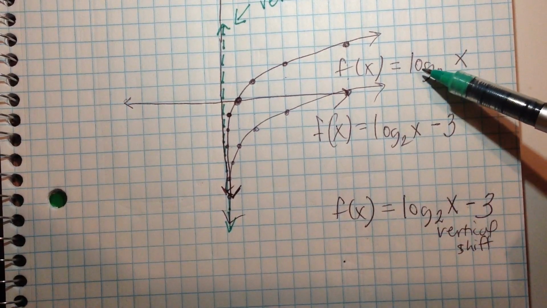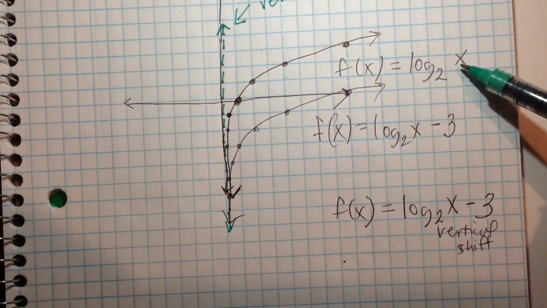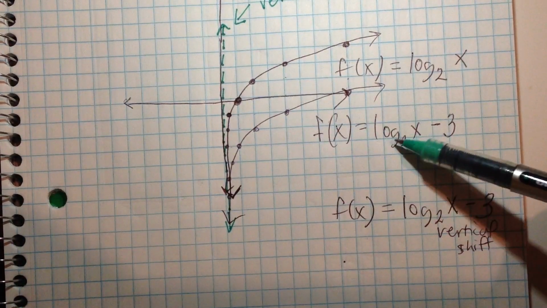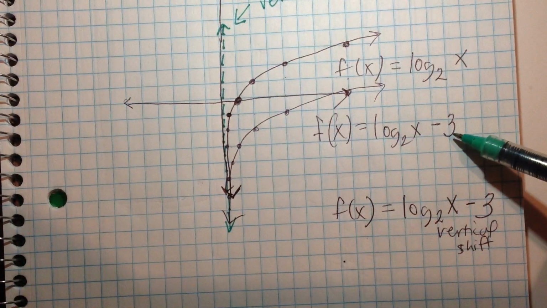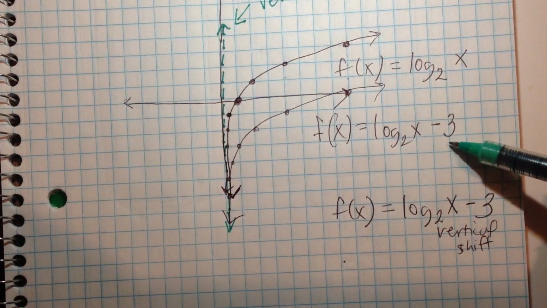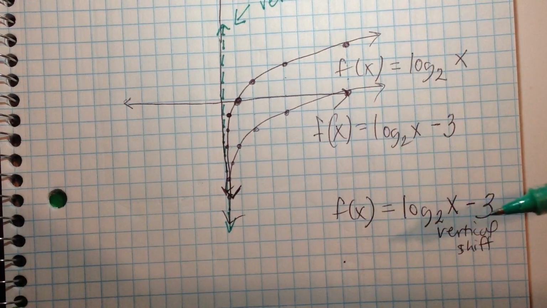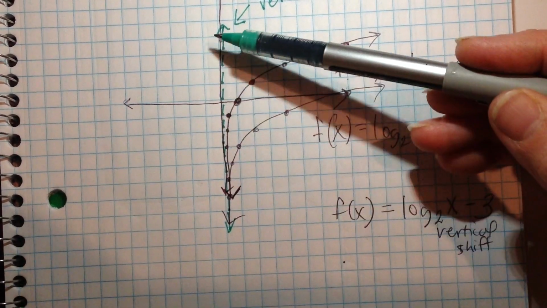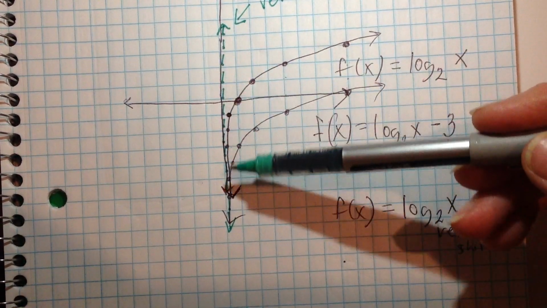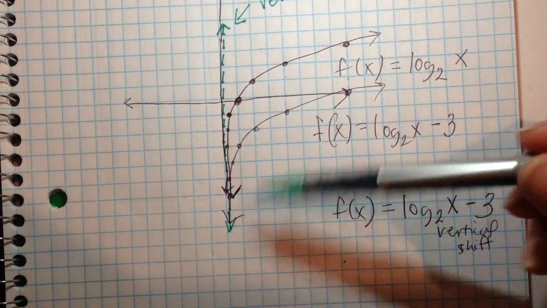This is the original f of x equals log base 2 of x. This is f of x equals log base 2 of x minus 3. This one is a vertical shift down 3 of the original. You see, I moved every point down 3. But both of these graphs are getting closer and closer to the y-axis, but it never touches.